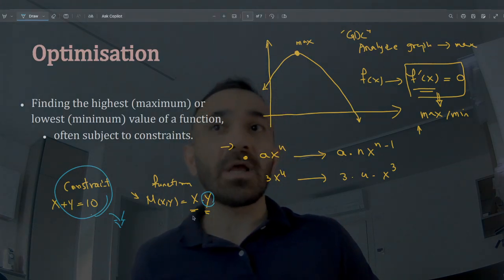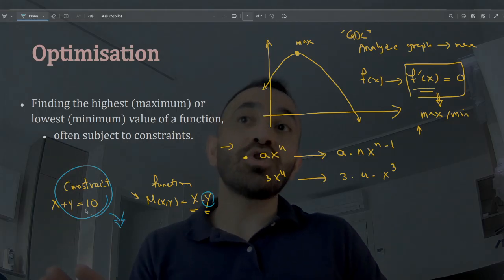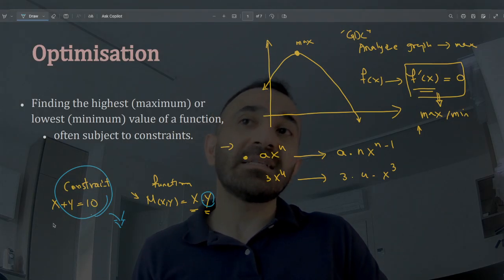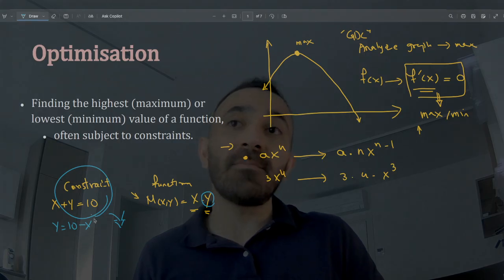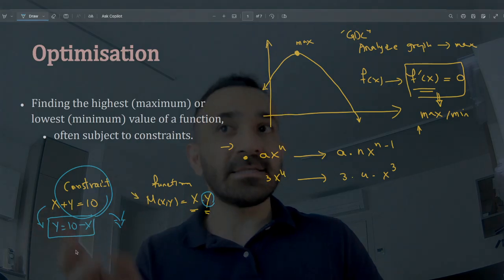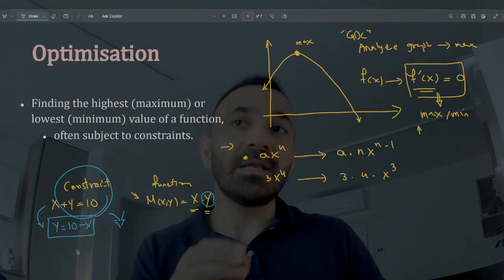Let's do it together. So you know that your constraint is the sum of these two numbers equals 10. Do you agree with me? I can say y equals 10 minus x if I put x to the other side. Yes or no? I'm not inventing anything. I'm just saying, can I put x to the other side? Maybe yes. So y equals 10 minus x.